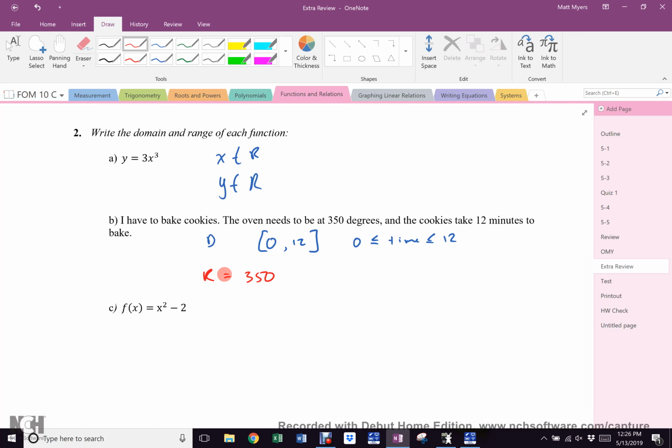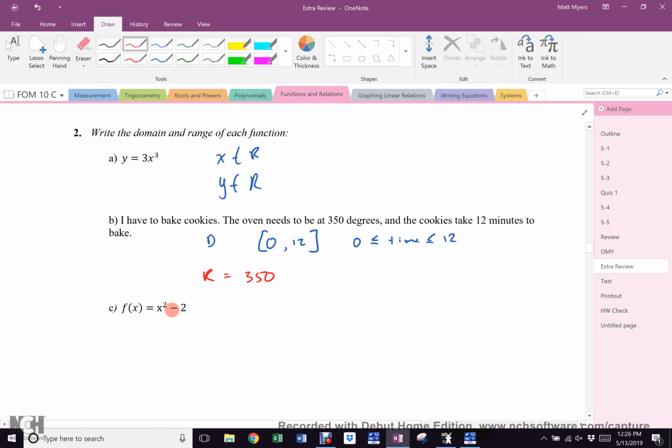Room temperature, which would be what? About 20. In our room right now, Jordan, how warm is it? So our graph would go from 22.8 Celsius to 350 degrees Fahrenheit, not Celsius. 350 Fahrenheit would destroy those cookies.